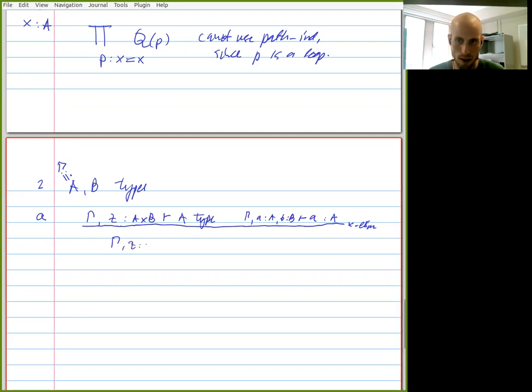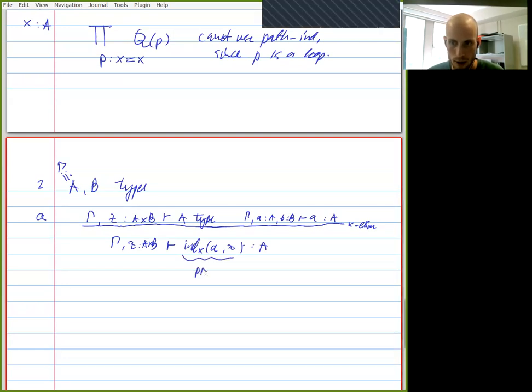C, A cross B. And I get this induction term. So A is usually how I would write it. Z like this, and in A. And this is what we will call PR1 of Z. Okay.